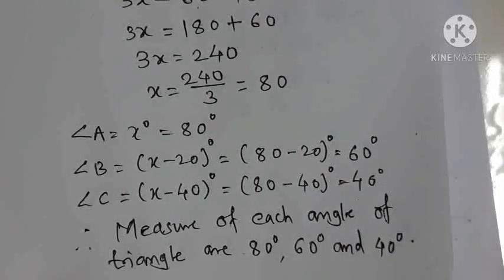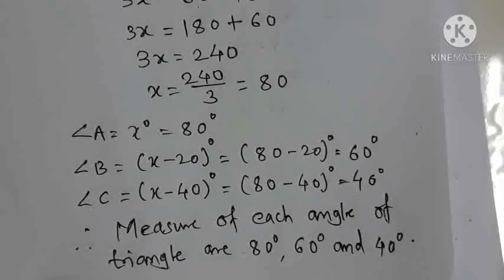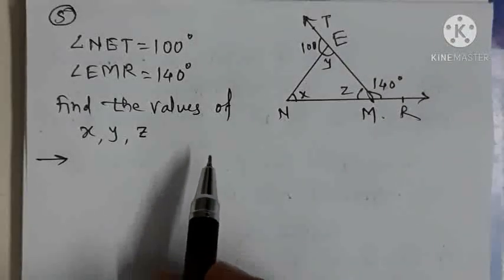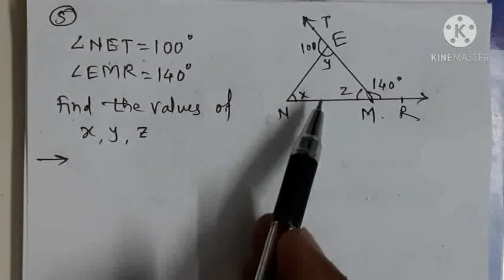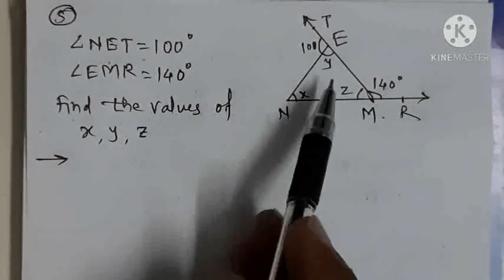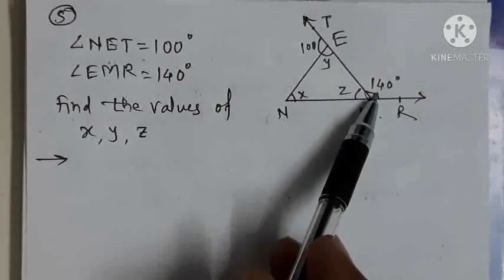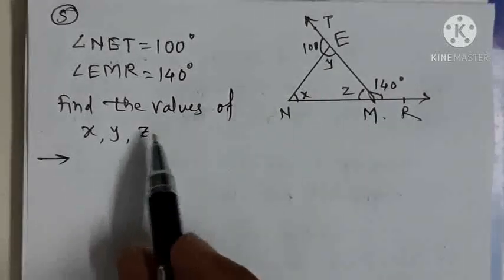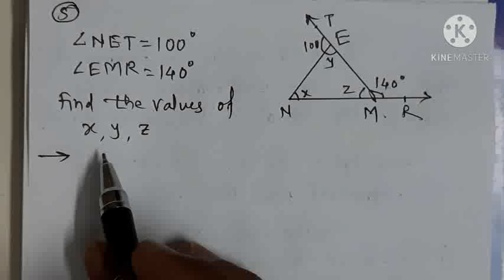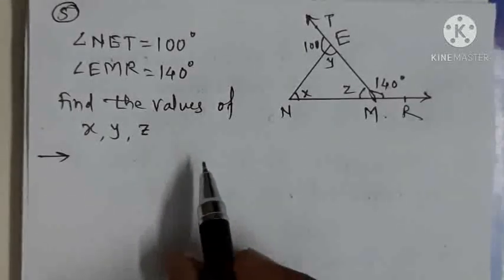In this way we solve this example. We solve example number 5. From the figure, angle NET is equal to 100 degree, angle EMR is equal to 140 degree. Find the values of angle X, Y and Z.